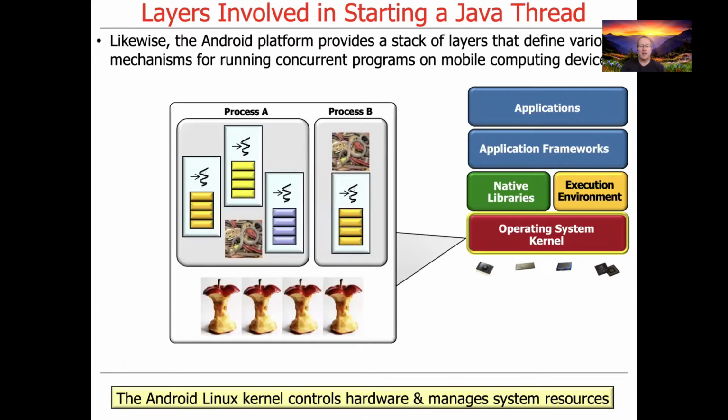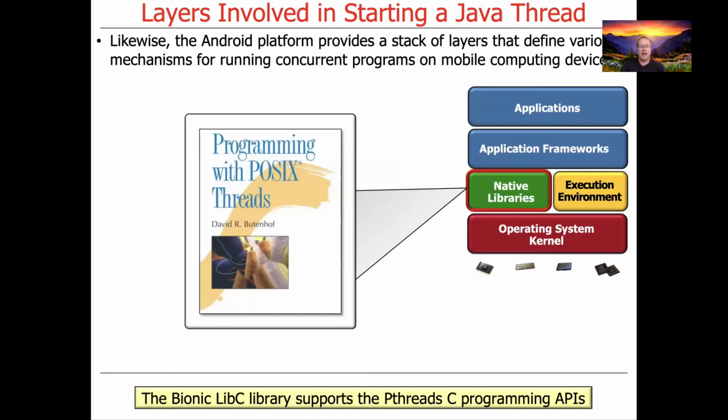And you can see here that the Android Linux kernel, like any operating system kernel, controls the underlying hardware resources, most importantly, the processor cores, and also manages other system resources like virtual memory and networks and other kinds of things. Up a layer, we then have something on Android called the Bionic libc library.